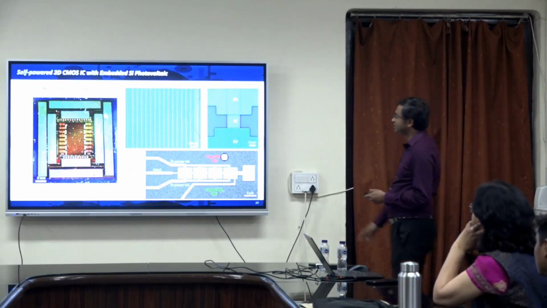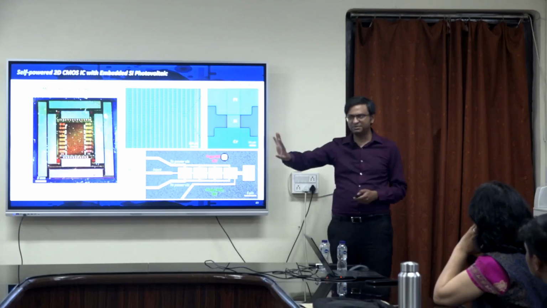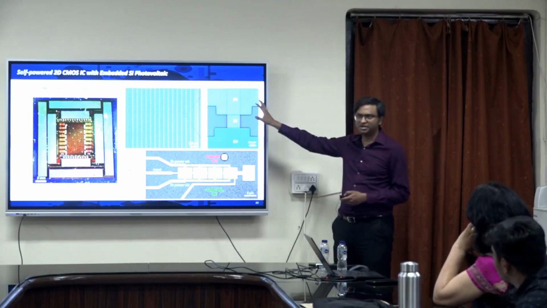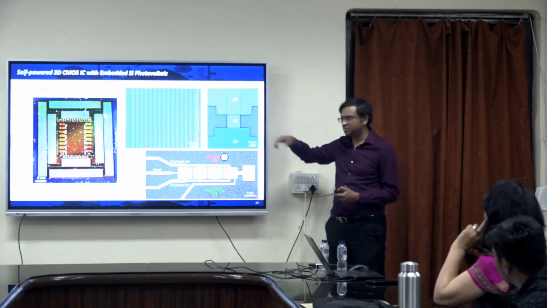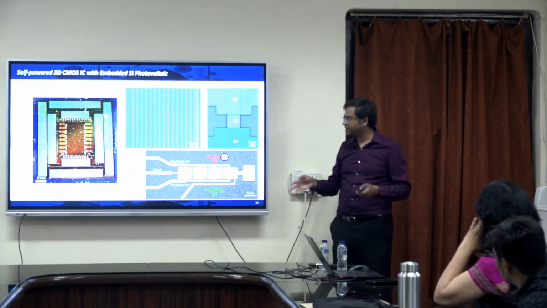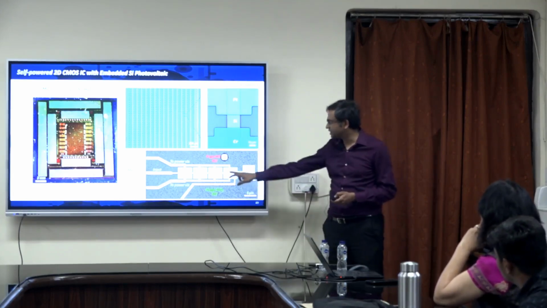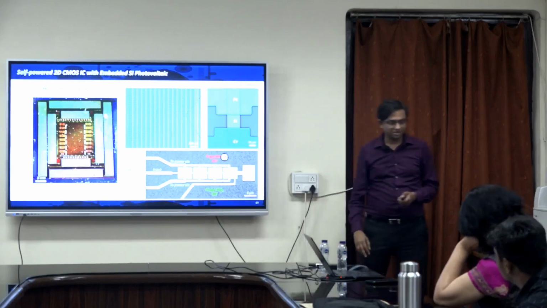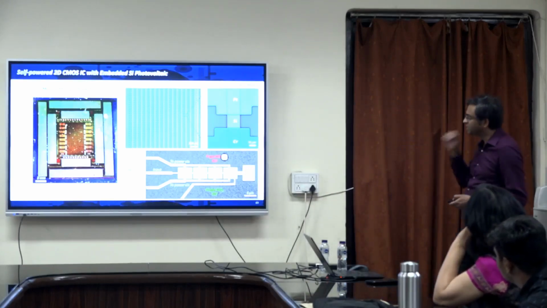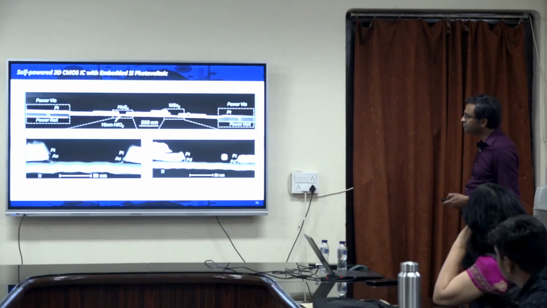So these are the silicon photovoltaics. We are using a very simple one, not even a PN junction. We are using a Schottky barrier solar cell, platinum and chromium. Because of the work function difference, we get a very nice photo response, and then this is the design of the 2D CMOS circuit. This is a SEM image.